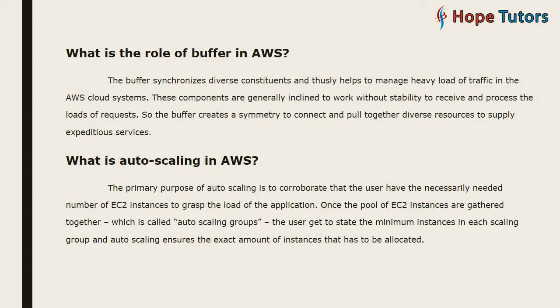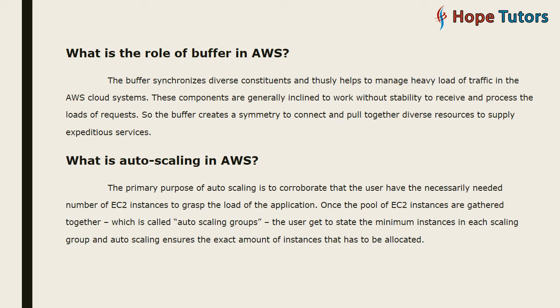What is the role of buffer in AWS? The buffer synchronizes diverse constituents and thusly helps to manage heavy load of traffic in the AWS cloud systems. These components are generally inclined to work without stability to receive and process the loads of requests. So the buffer creates a symmetry to connect and pull together diverse resources to supply expeditious services.